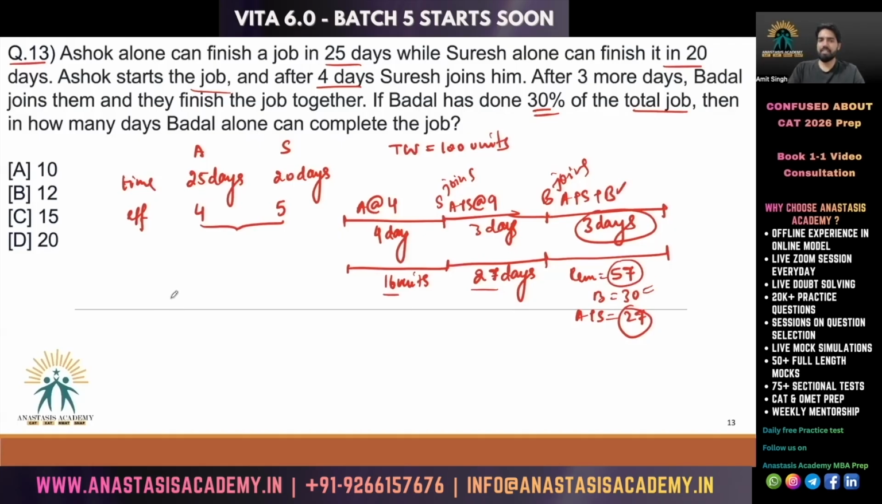So what is the efficiency of Badal? Efficiency of Badal is 30 units in 3 days. It is 10 units per day. So the total days required when Badal works alone to complete 100 units would be 10 days. So the correct answer to this question would be option A.